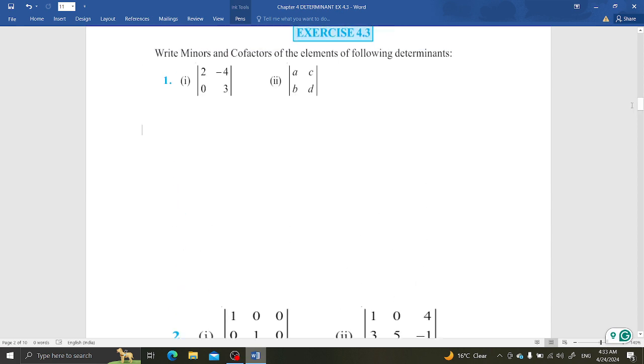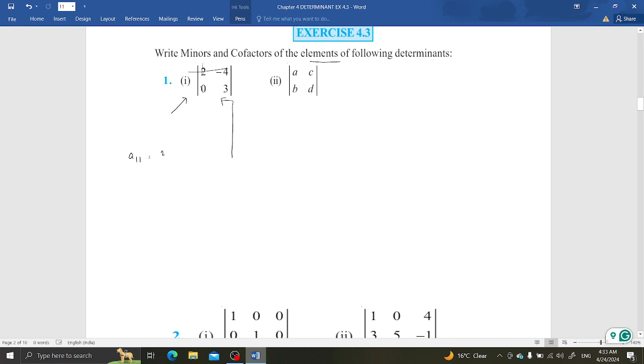Now what they are saying here: write the minors and cofactors of the elements of the following determinant. This is the notation of a determinant, you already know, like that. The matrix corresponding to this determinant is 2, minus 4, 0, 3. They are saying find the minor and cofactor for this one. I am just writing this matrix usually; it is not necessary to write the corresponding matrix every time for every determinant. Here they are saying find the minor corresponding to each element, so a11 is 2.